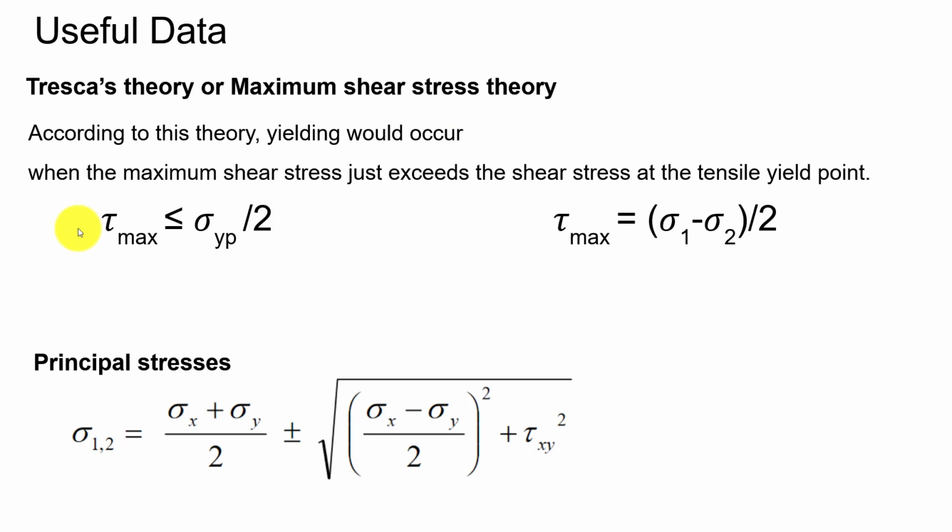So according to Tresca's theory or maximum shear stress theory, the component will yield when the maximum shear stress exceeds the shear stress at the tensile yield point. So mathematically you can represent it in this way, where your tau max is given by sigma 1 minus sigma 2 by 2. So these are principal stresses. So how you can calculate principal stress is using this formula. So you can try deriving what is sigma 1 minus sigma 2 using this formula. So let's proceed further.